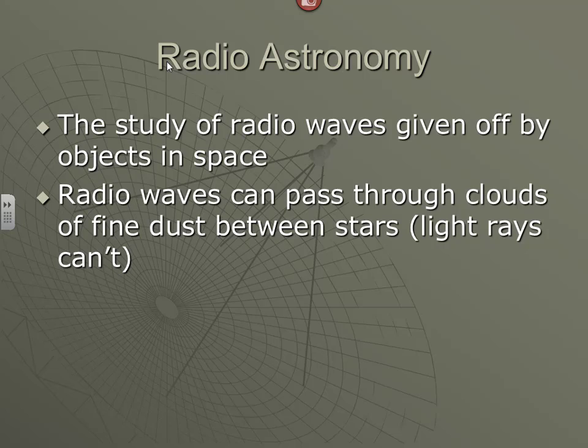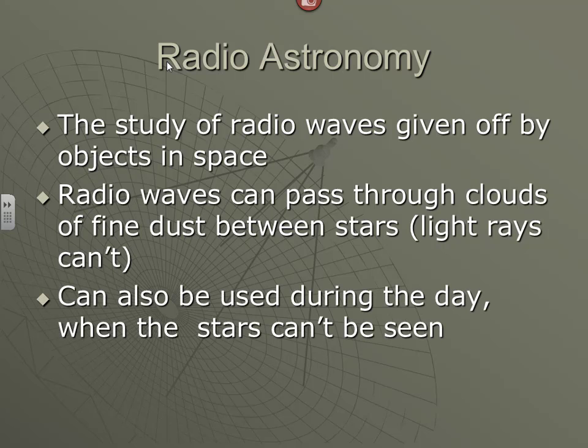A couple of advantages to radio telescopes is that radio waves can pass through the clouds, so you don't have to worry about the weather. And it can pass through the clouds of dust between the stars. So any sort of dust, pollution, anything in the atmosphere that light rays cannot pass through, radio waves usually can. Another nice thing about radio telescopes, especially for the astronomers, is that they can be used during the day. So you can work normal business hours like everybody else instead of having to stay up every night.